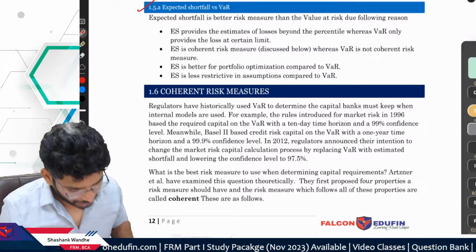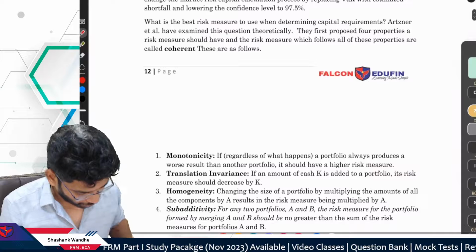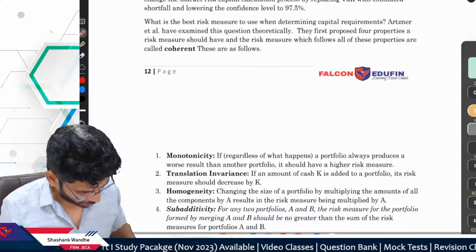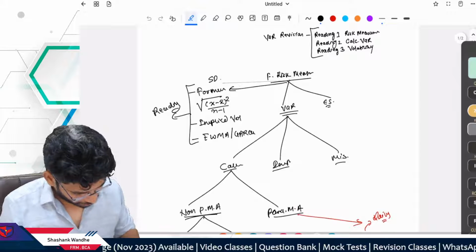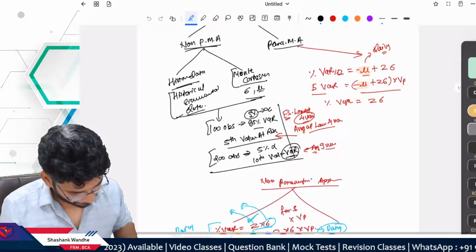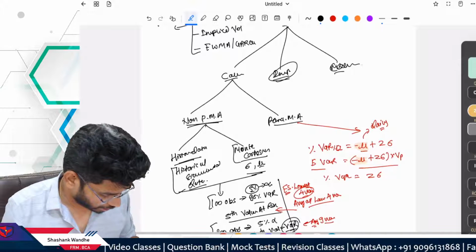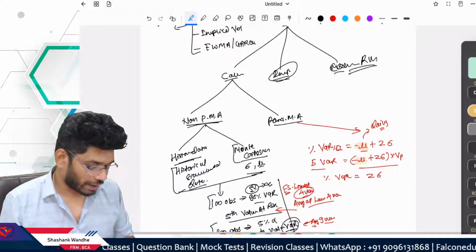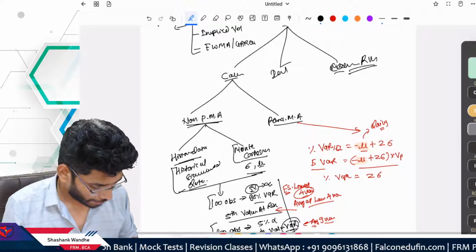need to remember. Then we have the coherent risk measure and incoherent risk measure, and coherent risk measure will fall here. Just a second. Okay. So interpretation and then coherent risk measure. So interpretation of value at risk. First, we will discuss this. So what is the interpretation?